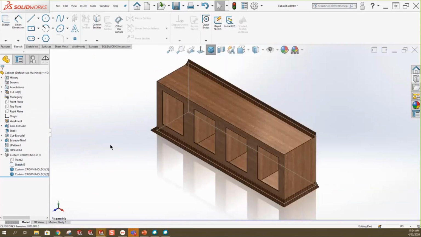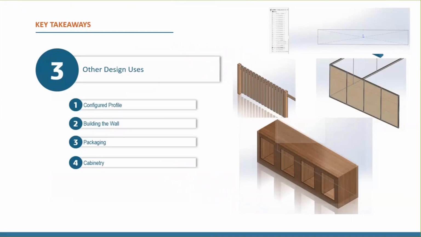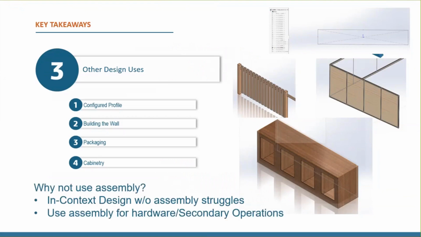I did see a comment here about corrugated cartons. If I was doing corrugated cartons, I'd actually be using sheet metal so I could unfold it. So sheet metal would be where I would use that as opposed to weldments. All right. So we talked about different types of profiles, building a fence, building packaging, cabinetry.